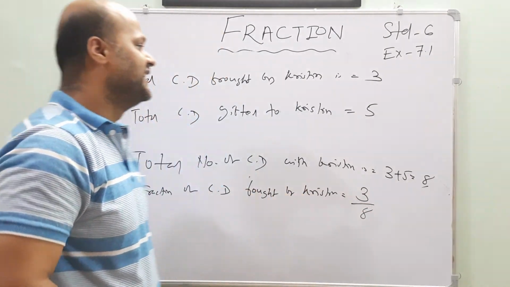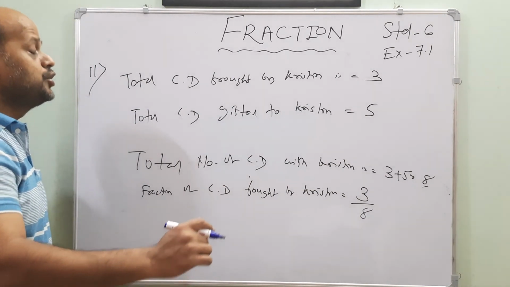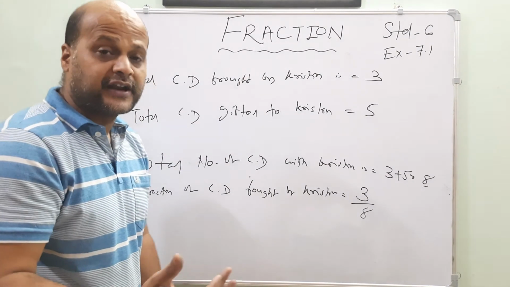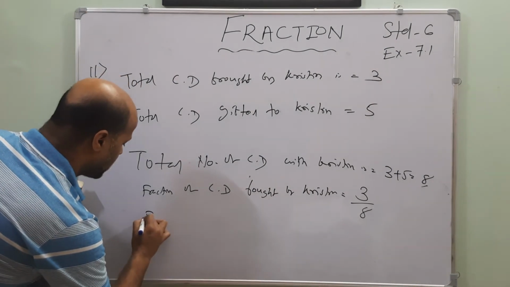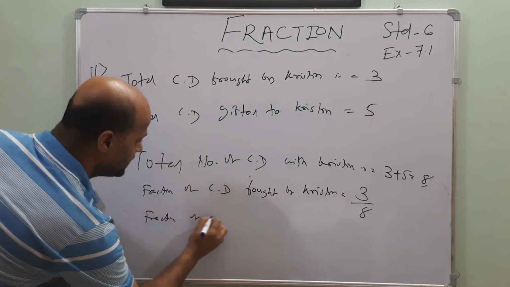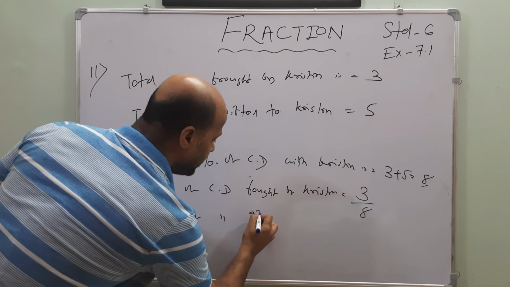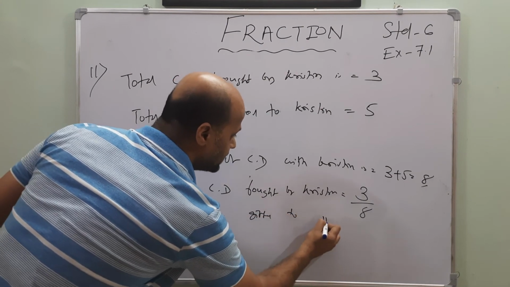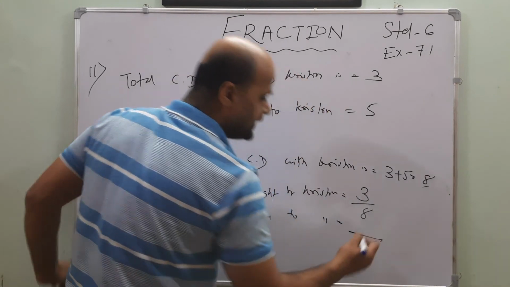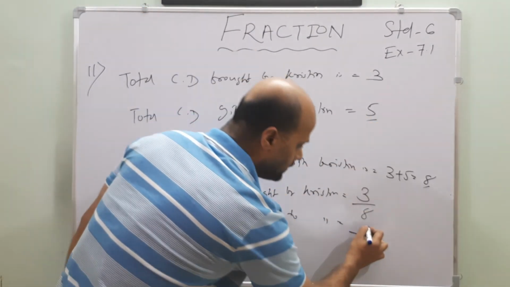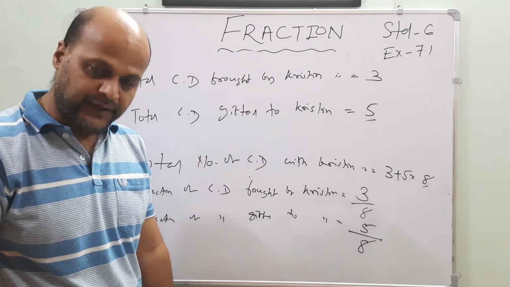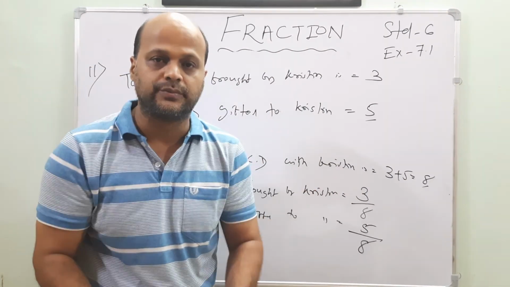Yes or no? Okay. Again the question is asking what part or what fraction of the CDs gifted to Christine? Fraction of the CDs gifted to Christine. Again same thing. Total is 8. How much part is gifted to Christine? 5. 5 by 8. In this manner you have to solve all the questions, my dear friends.